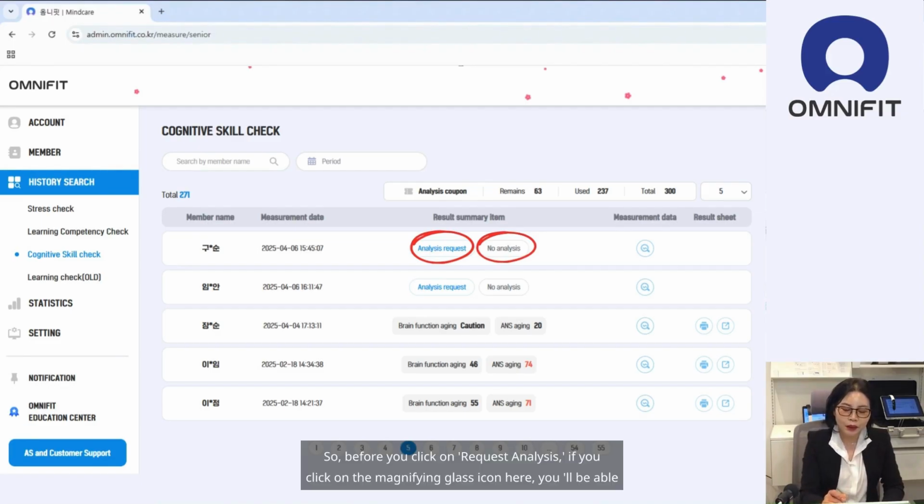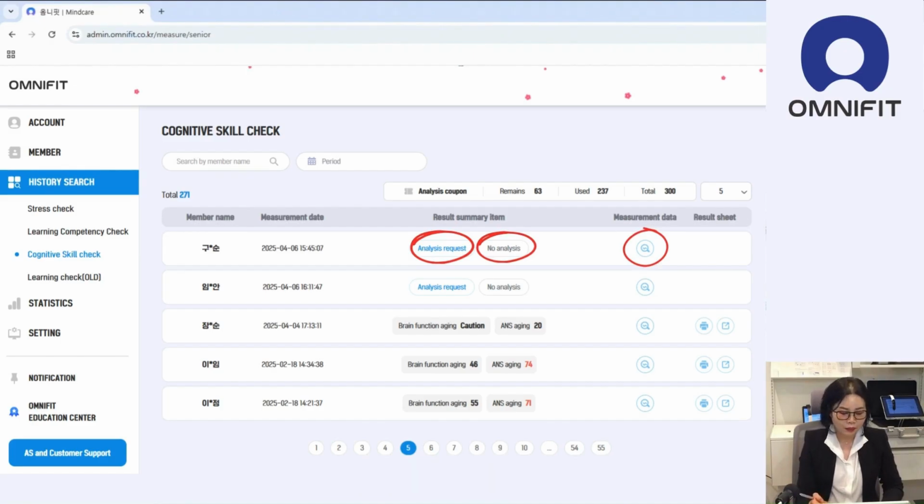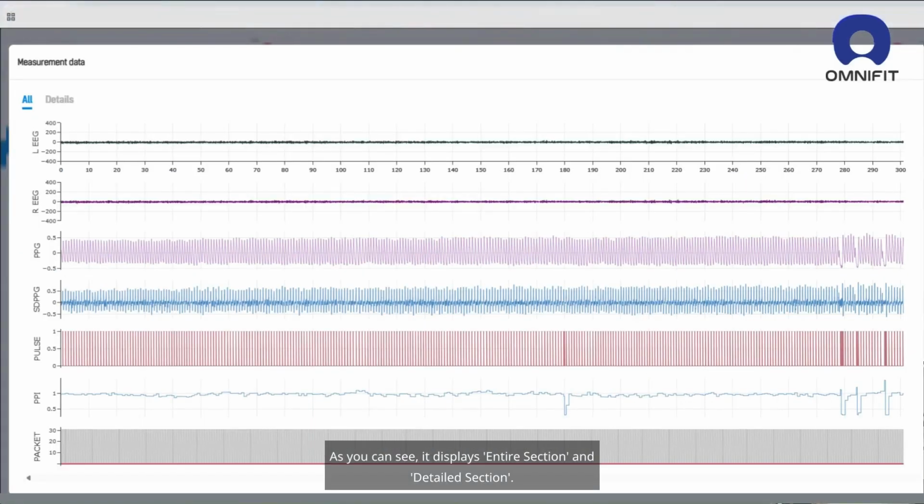So, before you click on Request Analysis, if you click on the magnifying glass icon here, you'll be able to see the signals from your measurement results. As you can see, it displays Entire Section and Detailed Section. In the upper right corner, it says Measurement Data. So, you need to check whether this person's data is properly recorded for each section. After doing that, you should decide whether or not you want to request an analysis of this data.